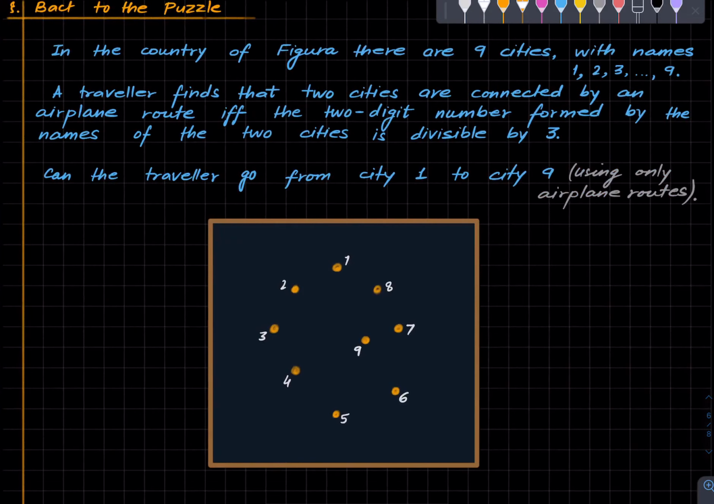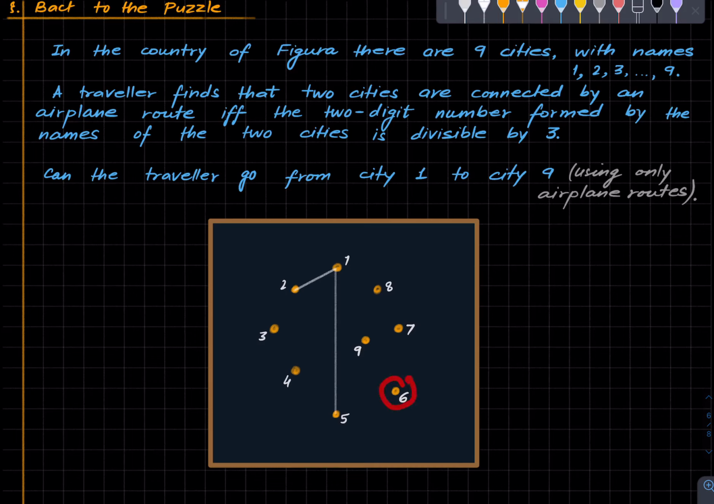We come back to our puzzle. We have these 9 cities and we have a rule to decide if one can go from one city to another using airplanes. So we just think of the cities as dots, and now we will develop a graph on it, basically prescribe an edge structure on this vertex set of 9 vertices. So since one can go from city 1 to city 2, because 12 is divisible by 3, we join an edge. One can't go from 1 to 3. 13 is not divisible by 3. 14 is not, but 15 is. So we will join an edge.